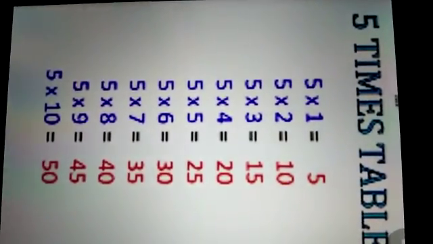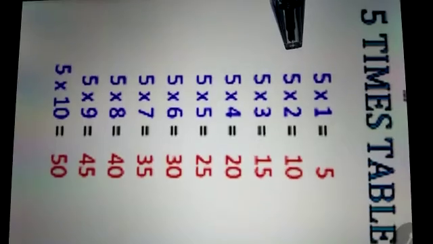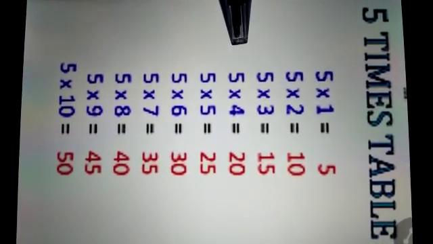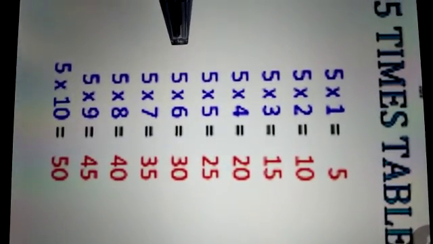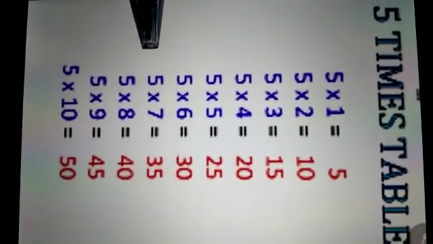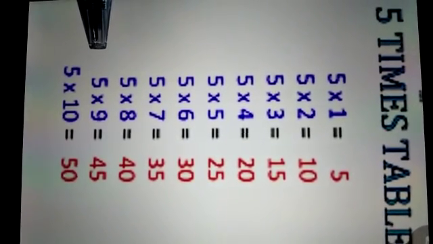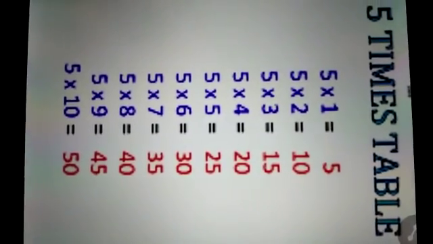Now come to the timetable of number 5. 5 1s are 5, 5 2s are 10, 5 3s are 15, 5 4s are 20, 5 5s are 25, 5 6s are 30, 5 7s are 35, 5 8s are 40, 5 9s are 45, 5 10s are 50.